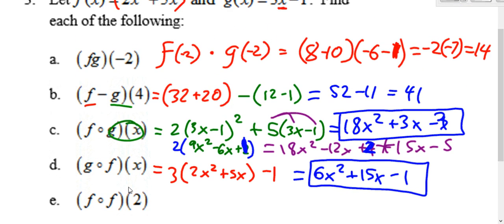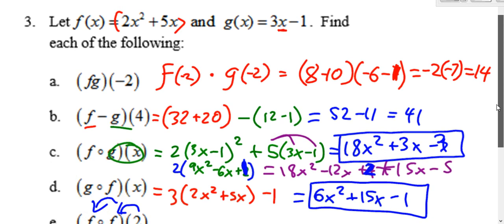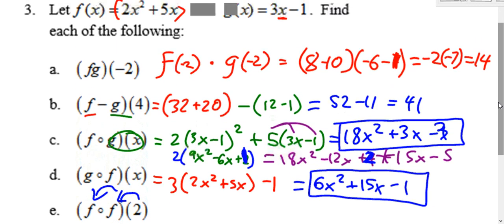F of f of 2. That means you're plugging 2 into f, and then you're plugging that answer into f again. F of f. So first step, plug 2 into f. When you plug in 2, you get 2 squared is 4, times 2 is 8, 5 times 2 is 10. So when you plug in 2, you get 18. We're supposed to take that answer and plug the answer back into f. Now we're plugging 18 in there.